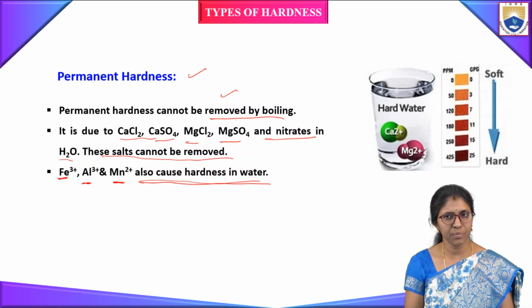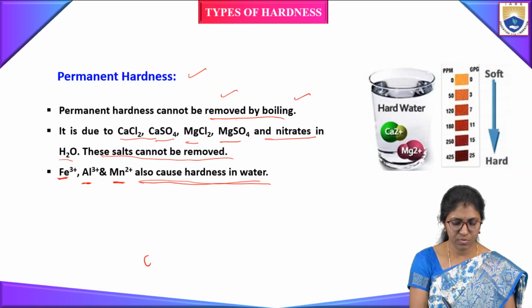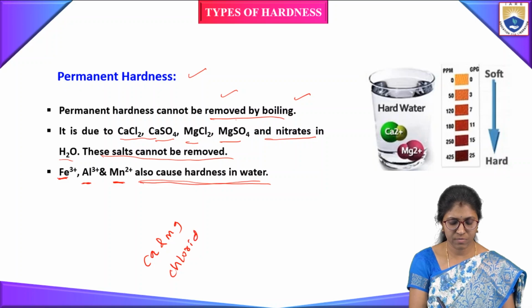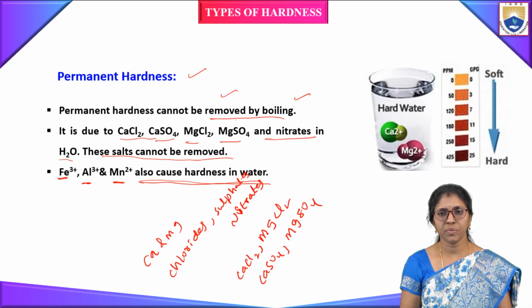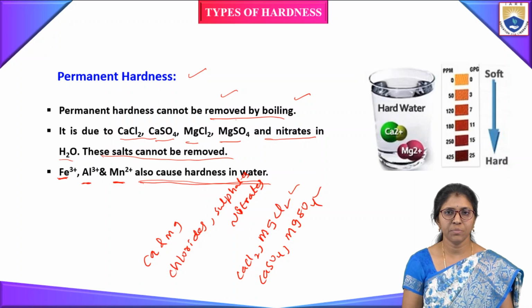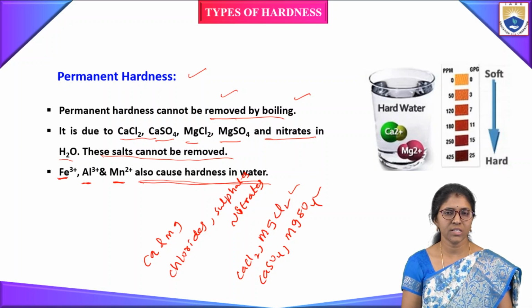So permanent hardness cannot be removed by boiling, and it is due to the presence of calcium and magnesium chlorides, sulfates and nitrates. For example, calcium chloride, magnesium chloride, calcium sulfate and magnesium sulfate. Due to the presence of these salts in the water, the water gets permanent hardness. These salts cannot be removed by boiling.